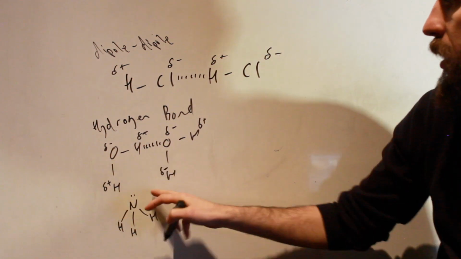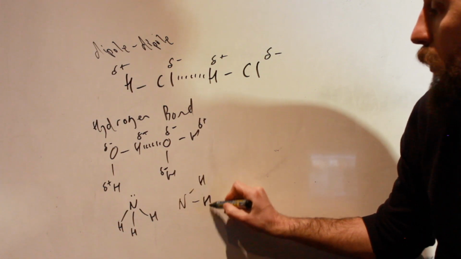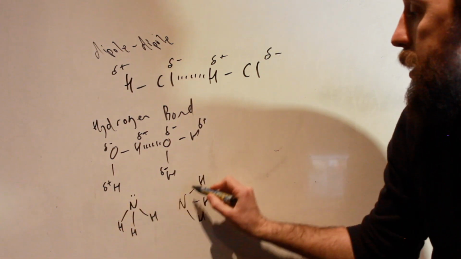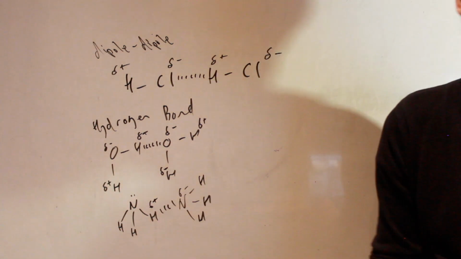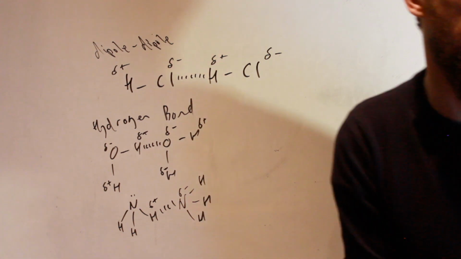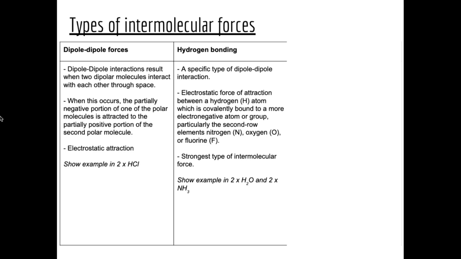So when it's with an oxygen, a nitrogen, or a fluorine. So another example like this, we could show the delta negative there, the delta positive there. We would just have a strong hydrogen bond between those two molecules. So these are both just electrostatic attraction between the slight positive and the slight negative, where hydrogen bonding is just a sort of extreme example of dipole-dipole forces. Nothing too out there or new that we haven't seen before there.